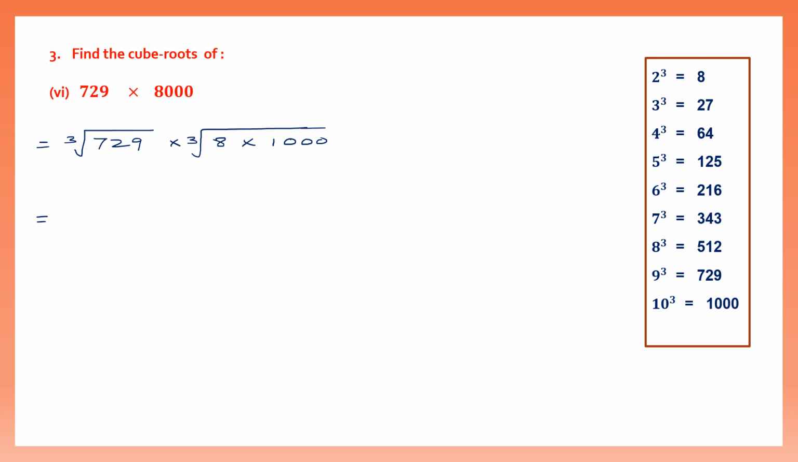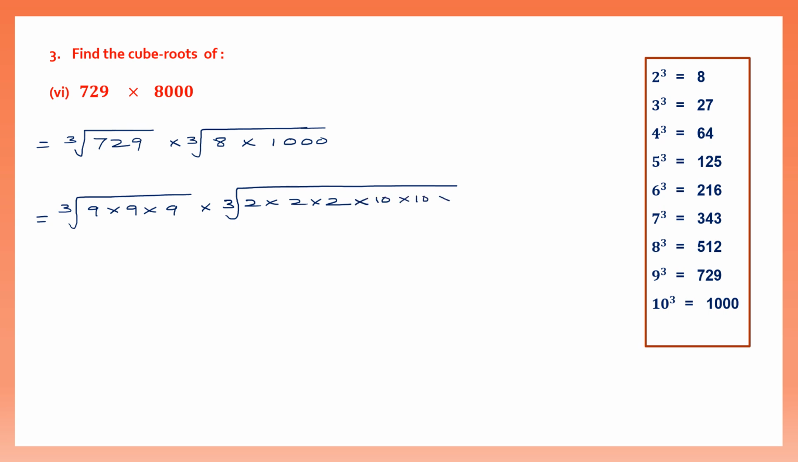Now let's see. Now 729 is 9 when you multiply it 3 times. So let's put that here. So we have to multiply 9 3 times here. 9 into 9 into 9 into, now here also we have 8 first. What is the cube root of 8? The cube root of 8 is 2. That means when you multiply 2 3 times, you get 8. So this is 2 into 2 into 2. And then let's look at 1000 here. 1000, when you multiply 10 3 times, you get 1000. So into 10 into 10 into 10.